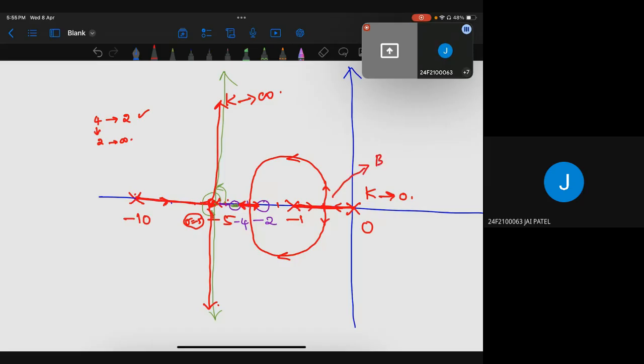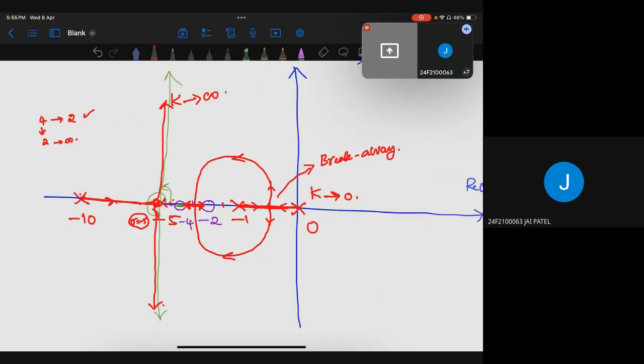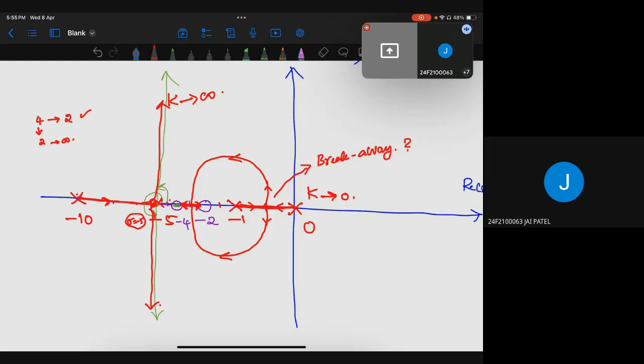So how will we come to know at what point they will break away? That is the question. This is the rough diagram. Your question is right: you are asking about the real axis, at what point they are doing this breakaway.